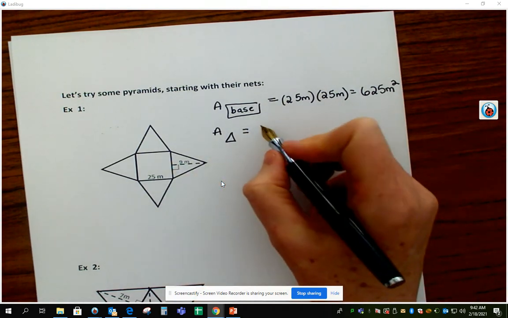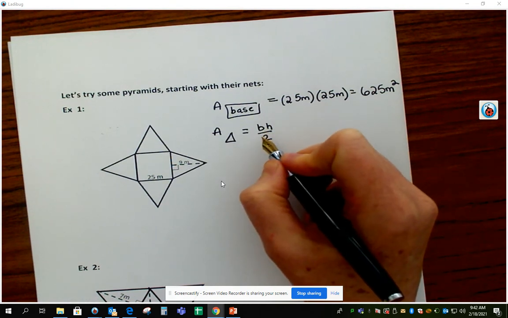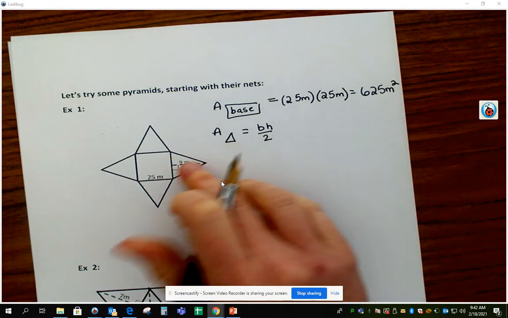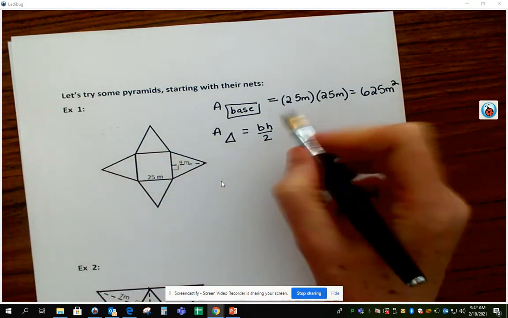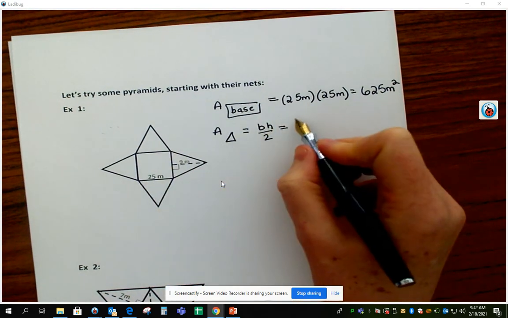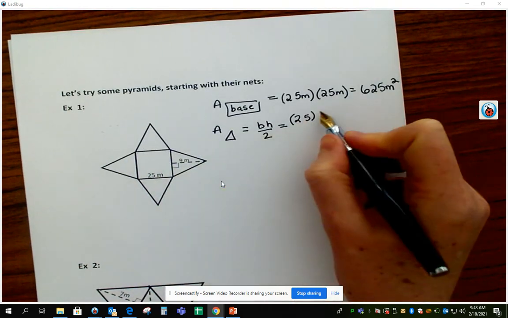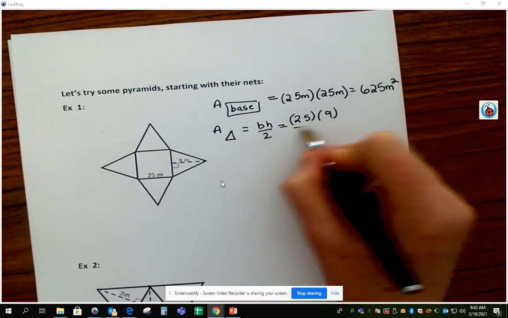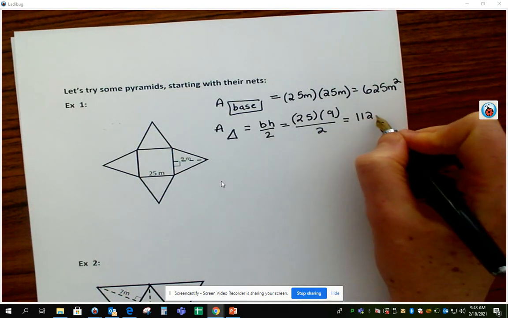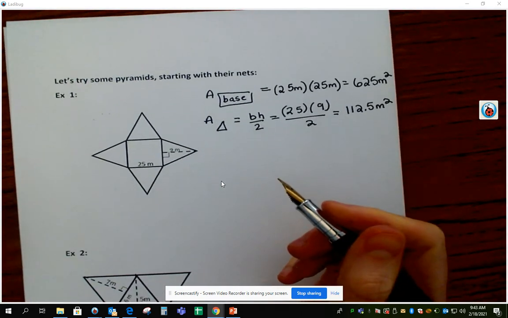Remember, the basic formula for that is base times height divided by 2. So don't mistakenly calculate the area of a square instead of a triangle. Remember, these are triangles. So the base of my triangle is the same as this, so it's 25. The height of my triangle is 9, and I need to divide that by 2. So when I do that, I get 112.5 meters squared.